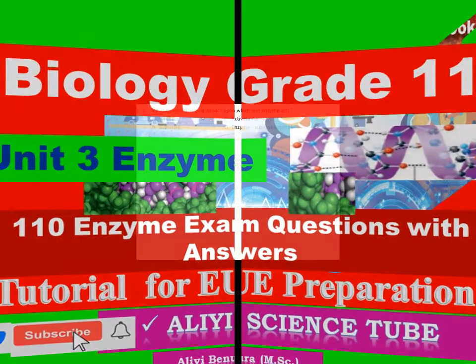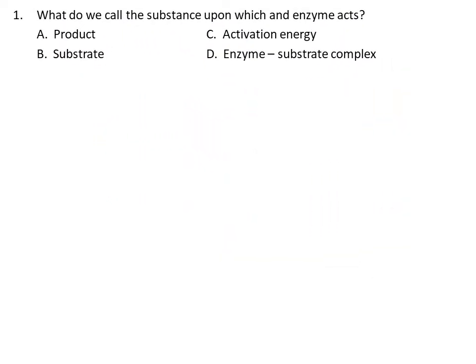So let us start. Number 1, what do we call the substance upon which an enzyme acts? A, product. B, substrate. C, activation energy. D, enzyme substrate complex. So the answer should be B, substrate.